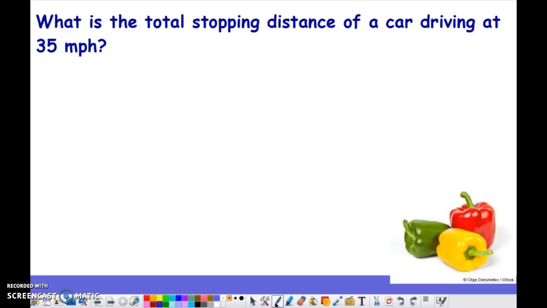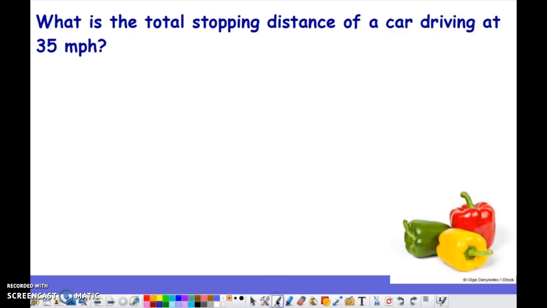You got to take into account the reaction distance, which is the distance you travel when you just switch from the brake or from the gas to the brake. And there's also that braking distance, which is the amount of time it takes you to fully stop once you hit your brake. So in our first example, it says, what is the total stopping distance for a car driving at 35 miles per hour?